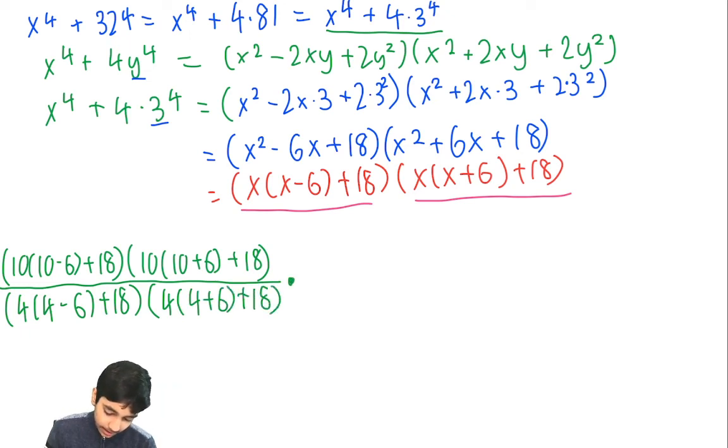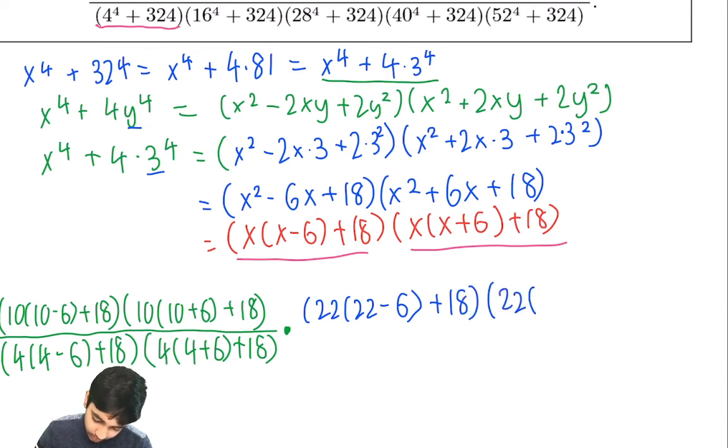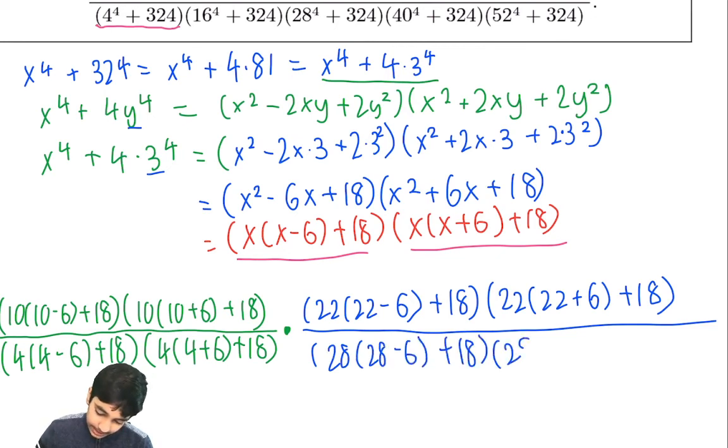And then we multiply that by the second term. The second term is going to be equal to 22 times 22 minus 6. I'm plugging in 22 now. Plus 18 times 22 times 22 plus 6 plus 18. And then divided by, it's going to be 28 in the denominator, so it's going to be 28 times 28 plus 6 minus 6 plus 18 times 28 times 28 plus 6 plus 18.